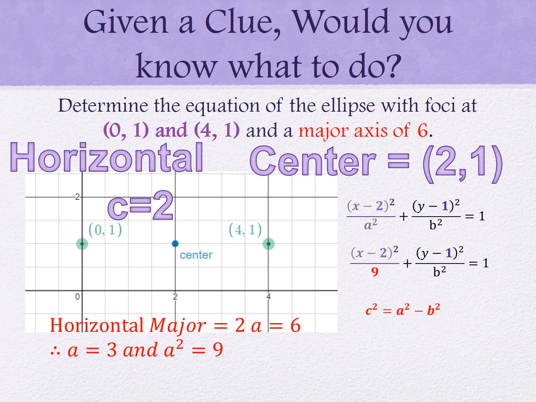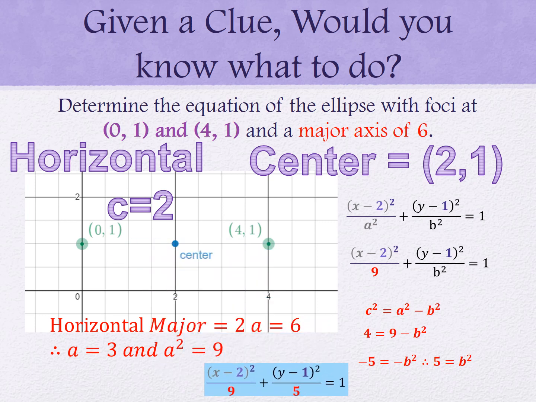What do we know? Well, we know c squared would be 4, because c was 2. We know that a squared is 9. And so I can see a negative 5 is negative b squared, so therefore 5 is b squared. One last time, go back and fill it in. And you got it. That's the equation of your ellipse, working backwards.